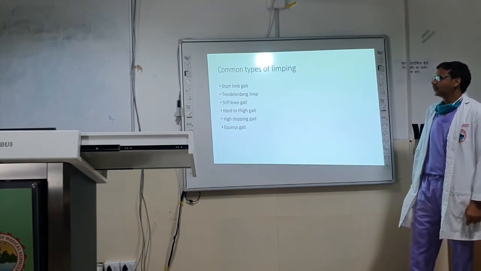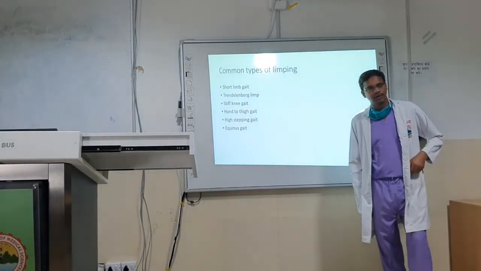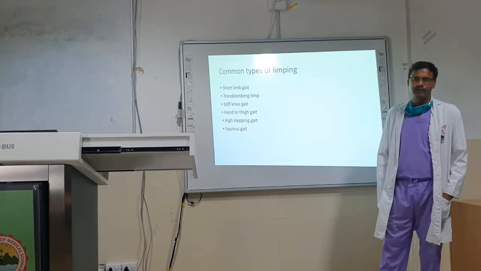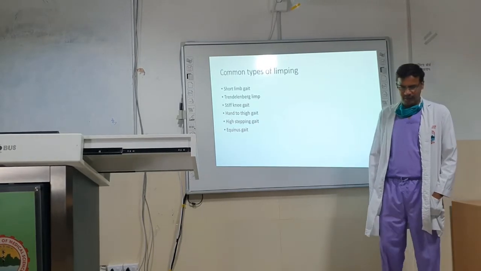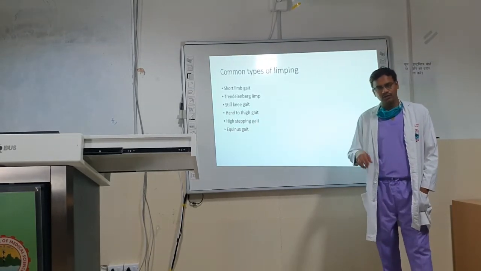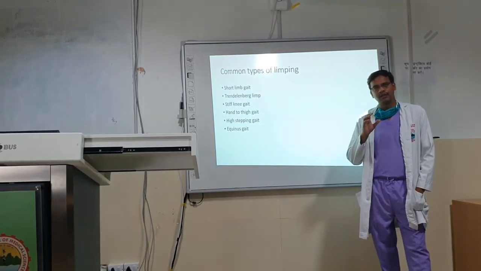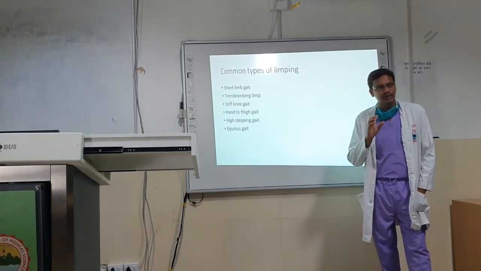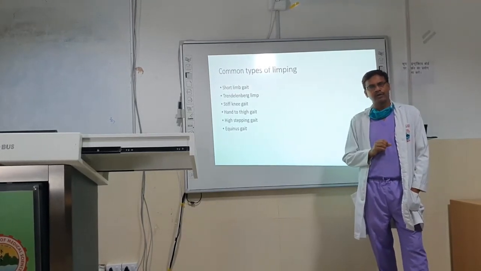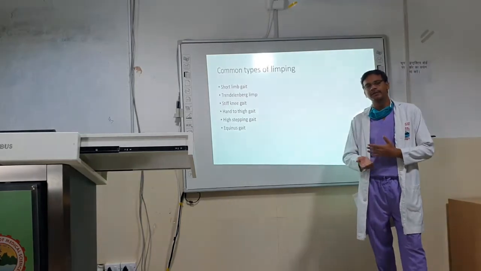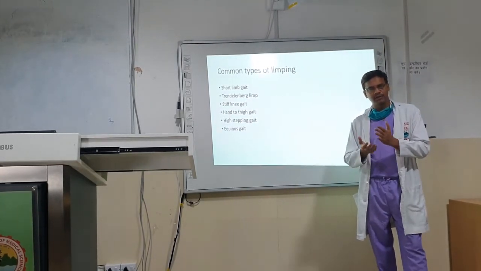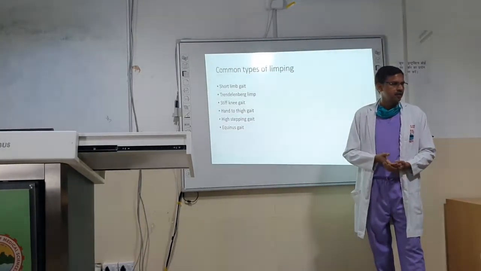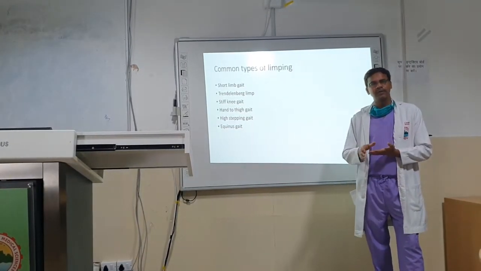Now, what are the common types of limping which you observe? Number one is short limb gait. The characteristic of short limb gait is that if the shortening is not very severe, if it is less or very moderate shortening, then there are some compensatory mechanisms which come into play. The compensation can happen in the same limb or in the opposite limb. So in the same limb, there may be equinus.